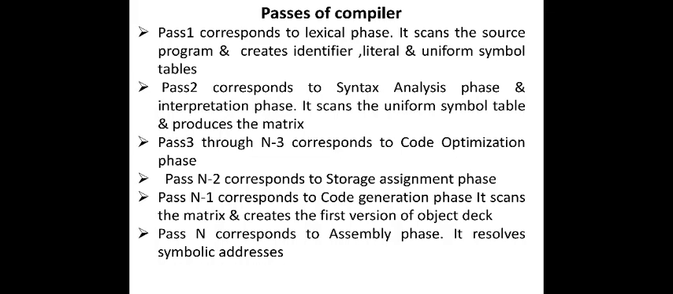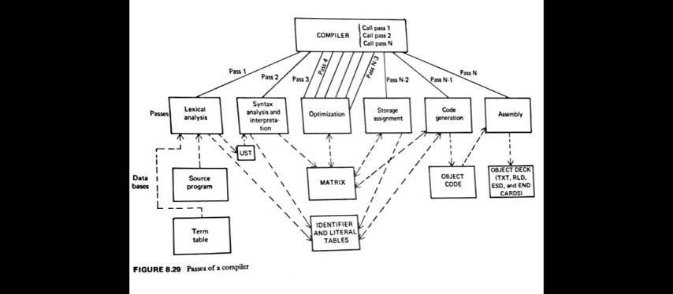It scans the matrix and creates the first version of the object deck. Pass N corresponds to the assembly phase and it resolves the symbolic addresses. N represents the last pass and N-1 is the last but one pass. Now let us see what we have discussed in a diagrammatical way.